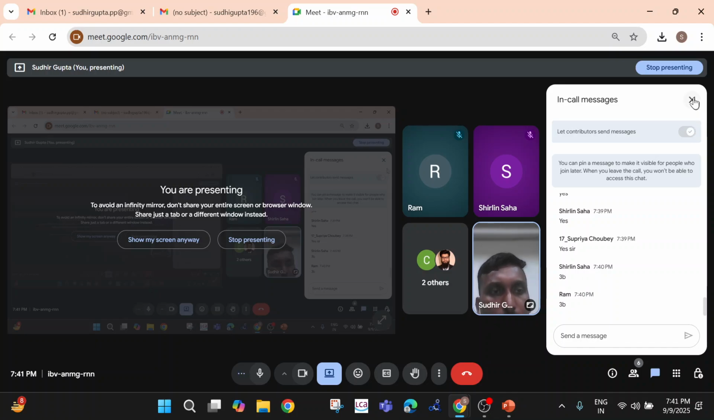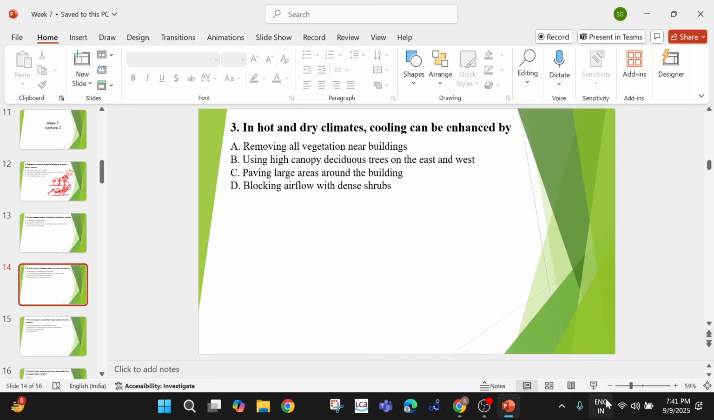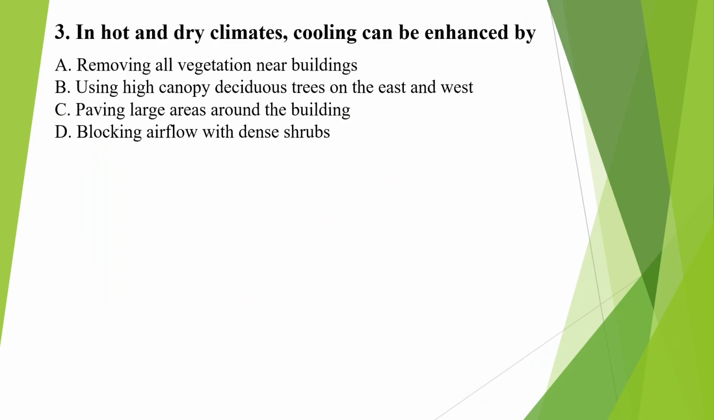So third, B. Most of you have opted for option B. So option B is the correct answer. All of you are correct. Whoever have not answered this question, for them I am discussing it here.